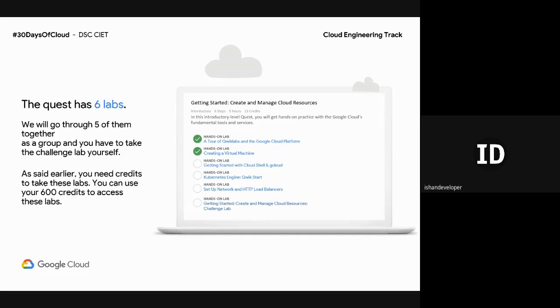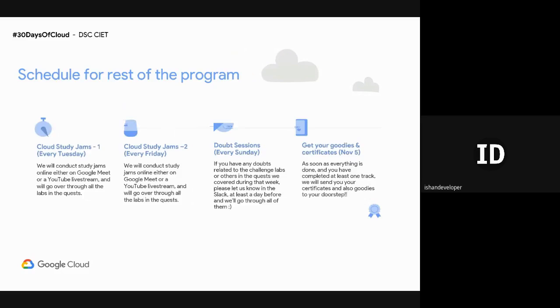Okay, so now let me just share the schedule for the rest of the program. Every Tuesday, starting next week, we will be having these study jam sessions. We will create a poll on Slack about which time suits you the best, and we will conduct them either on Google Meet like we are doing right now, or we can do a YouTube live stream. We are planning on conducting 2 study jams per week, one on Tuesday and one every Friday.